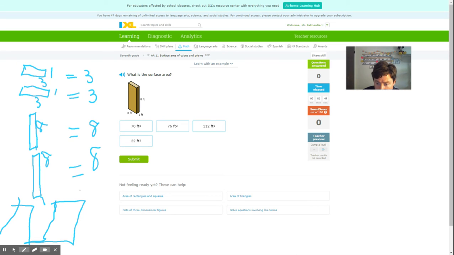So then you would do 3 by 8 on both of them. And 3 times 8 is 24. So then I would have 2 sets of 24. So the last thing is I'm going to add all these together. You can use your calculator.